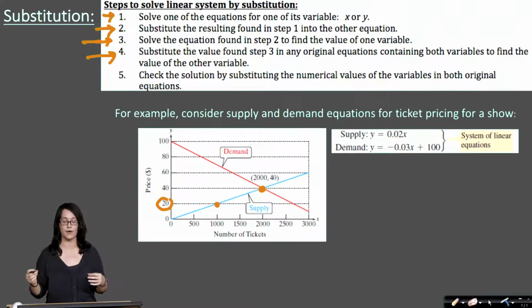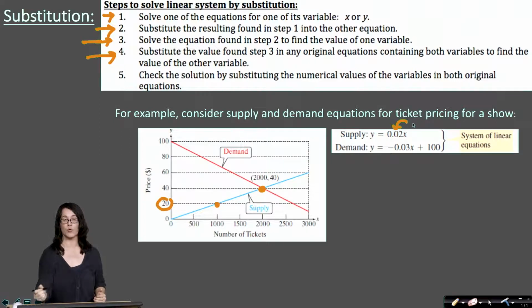So they found that in this case, according to the model here, when 2,000 tickets are demanded, they had set the price at $40. Okay, so again, sometimes it's a negative relationship, other times it's a positive relationship, depending on the type of thing you're selling. So let's take a look at the equation that models supply in this case. It looks like supply was given by y equals 0.02x. Where did those numbers come from?